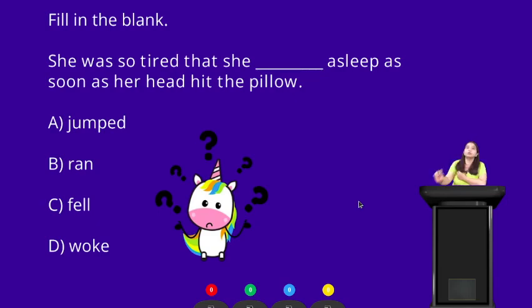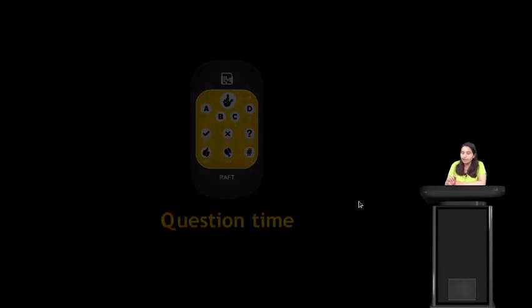Alright students, time up. So, she was so tired that she dashed asleep as soon as her head hit the pillow. Options are jumped, ran, fell, woke. So, the correct answer for this blank is option C, fell. So option C here is the right answer.